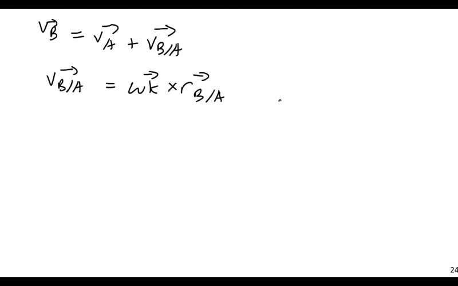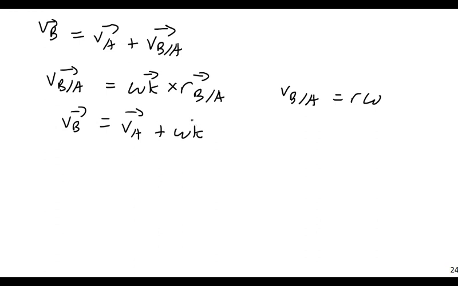And therefore, V of B with respect to A is equal to R omega, and then VB is equal to VA plus omega K crossed R from B to A. I like to use my cats for my unit vectors. And just some general equations there. Okay?